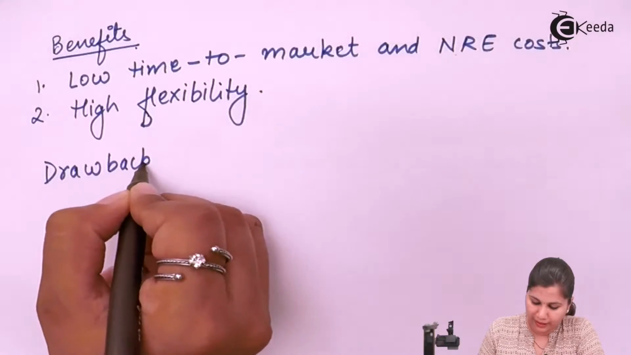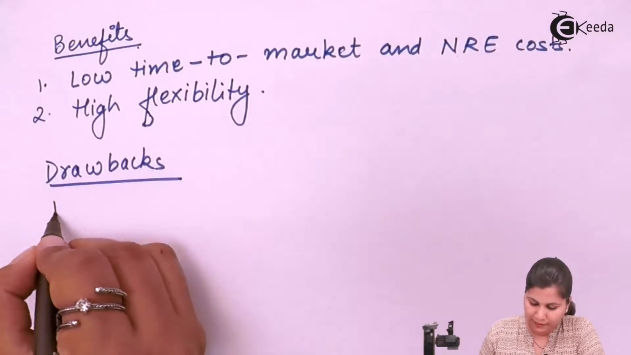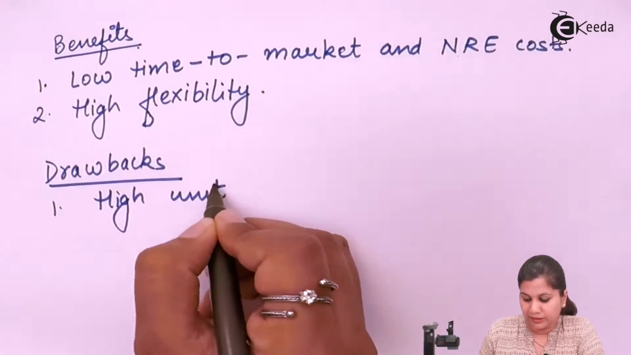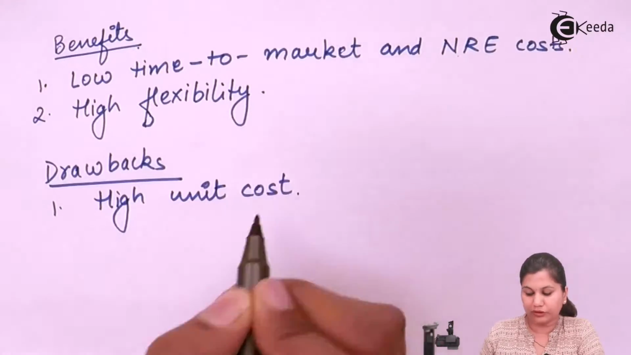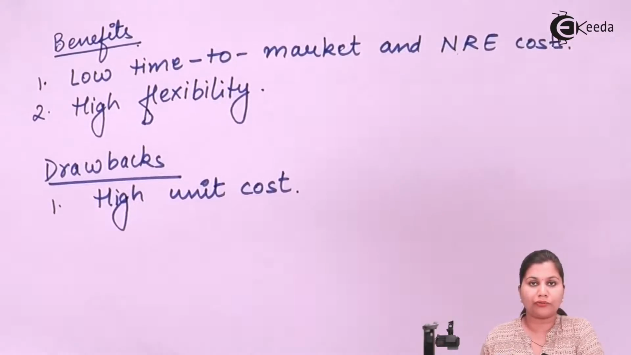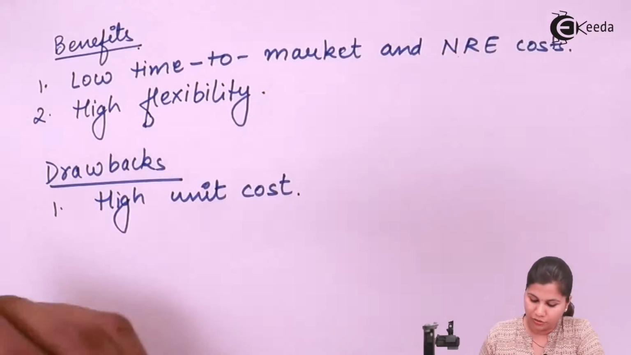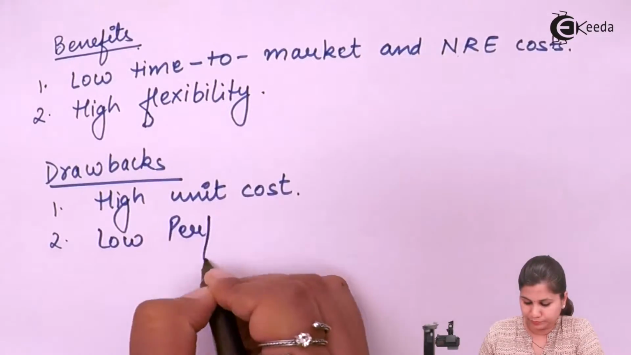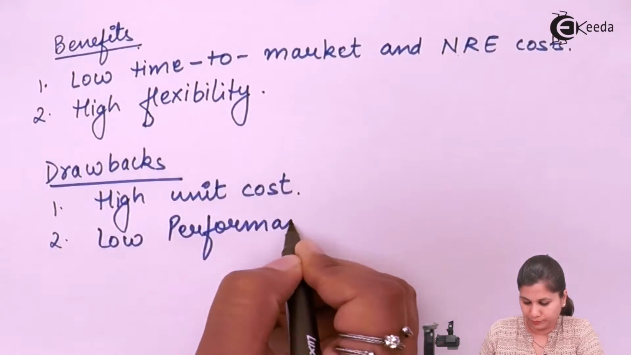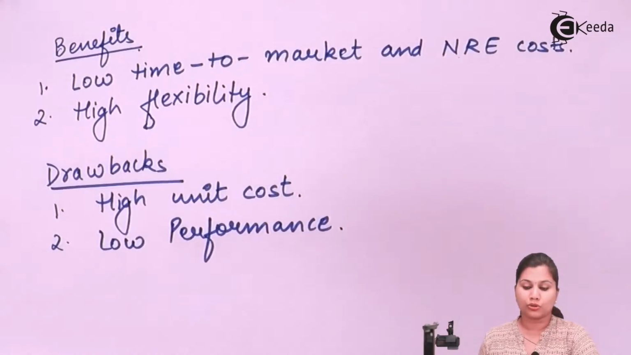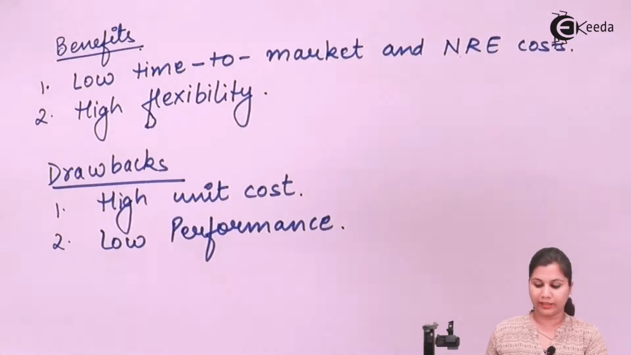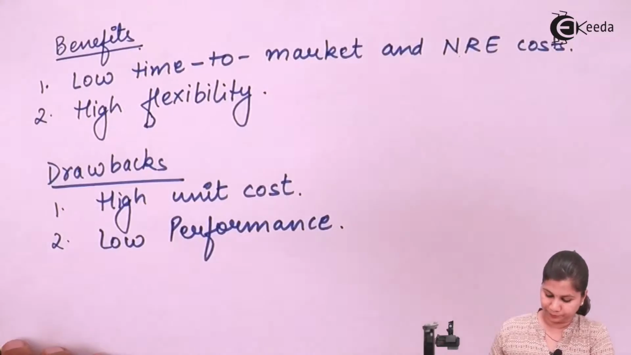Now come the drawbacks. If we see their drawbacks, they have a very high unit cost, which means the per unit cost of the components used for them is very high. Also, their performance is very low. So these are the features of the general purpose processors. We have seen an example, the microprocessors.